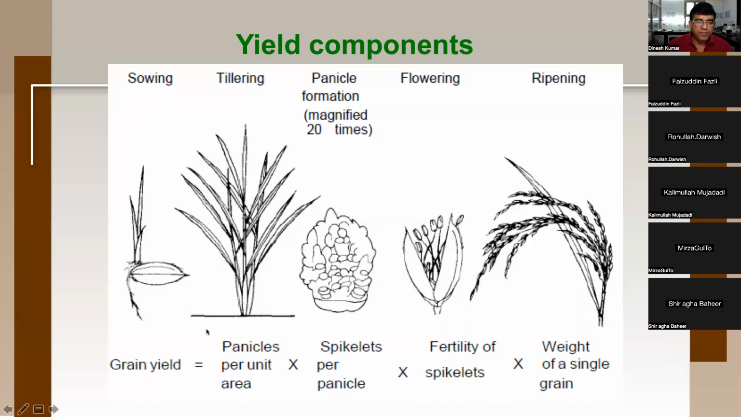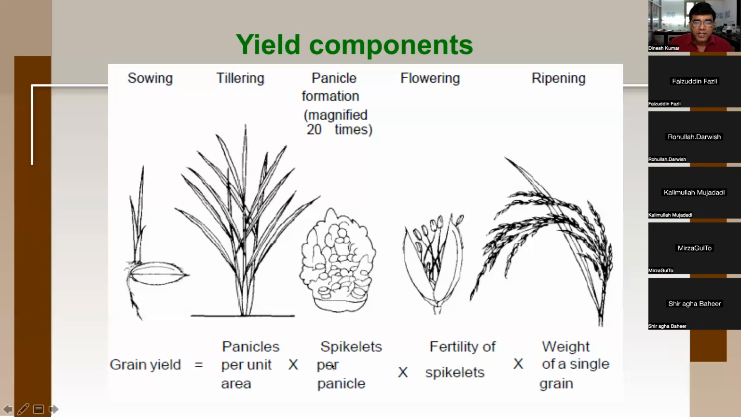So here you see, first we need more panicles per unit area. Grain yield is equal to more panicles per unit area. So here, if your tillering is more, then you will get more panicles per unit area in case of rice. So here you need to promote the tillering of rice. If you want higher yields, you need to promote the number of tillers. More tillers means generally more panicles per unit area.